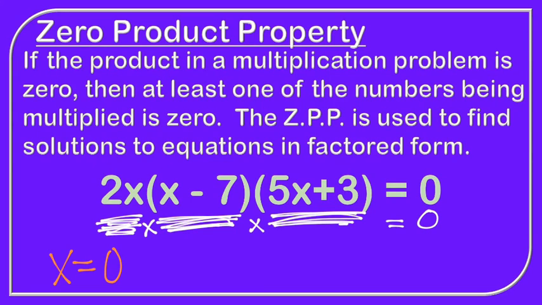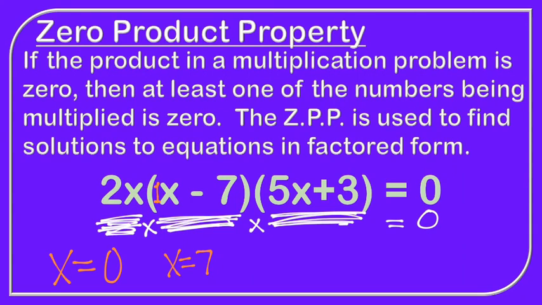Now, when we go to the next part of the problem, we have x minus 7 equals 0. The coefficient in front of the x is an unwritten 1. And what we learned was that the solution will be the opposite, because the opposite will make that binomial equal 0. So if x equals positive 7, then that binomial will be 7 minus 7, which is 0.